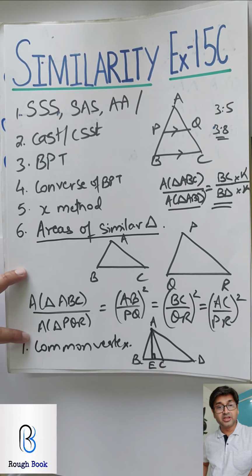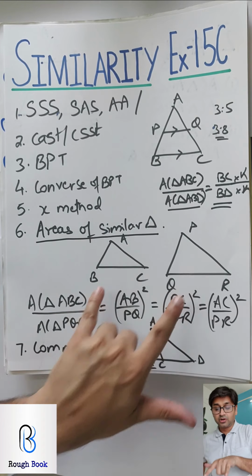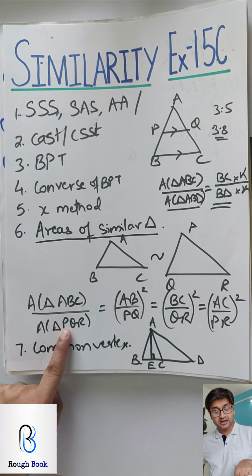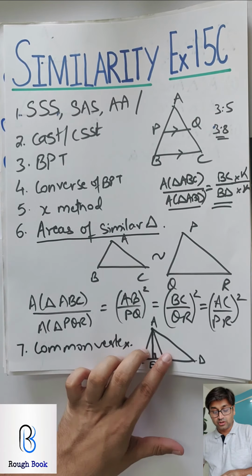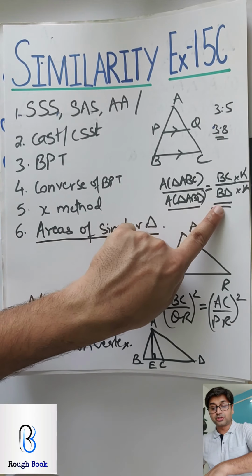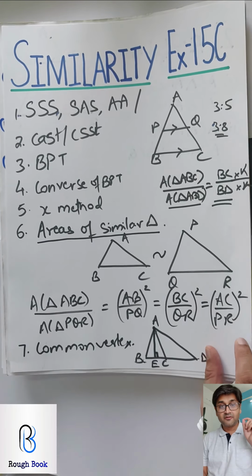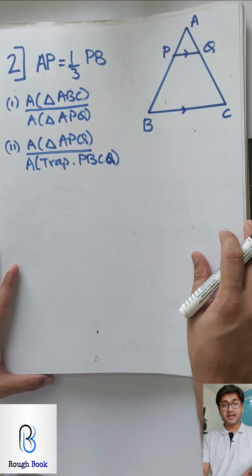So these two things we are majorly going to use in this exercise. First one, areas of similar triangles: if two triangles are similar, then their areas are proportionate to the square of their sides. And if two triangles have a common vertex, then their areas are proportionate to their bases, not squares, only bases. Both very very important. So let's look at the sums, what they are, and let's hit it.